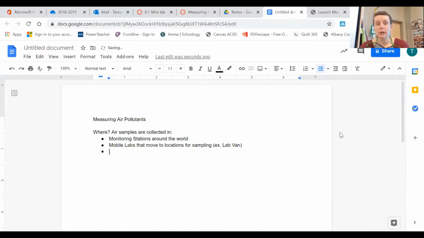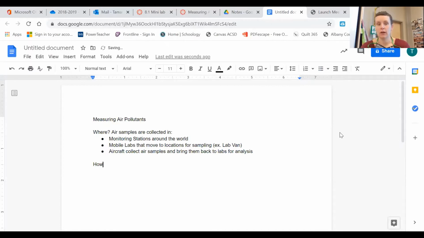All right, and then a final place that we get air samples and that we measure air pollutants is going to be in aircraft. Okay, so aircraft, so planes, for example, will collect air samples and bring them back to labs for analysis. Okay, so that's the where we measure air pollutants.